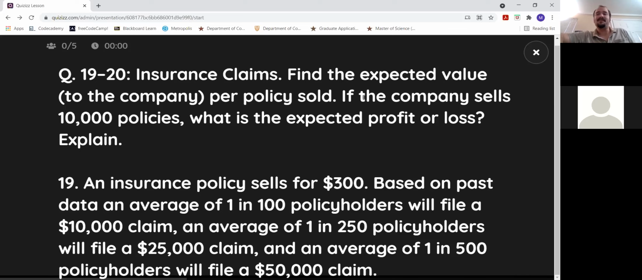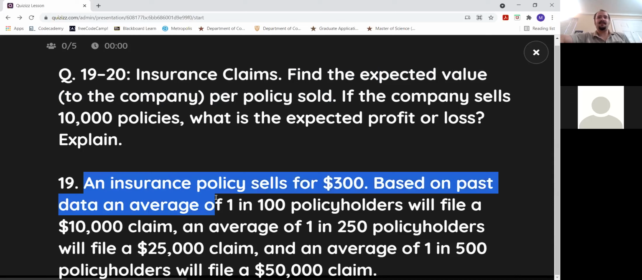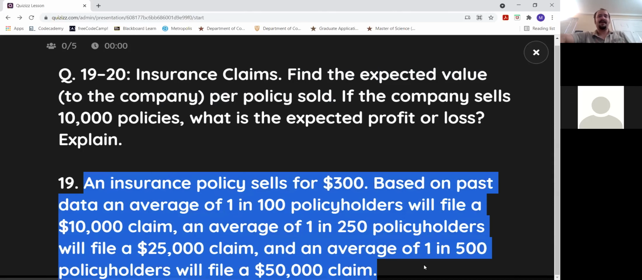Find the expected value to the company per the policy sold. If the company sells 10,000 policies, what is its expected profit or loss? So first, we're just going to find the expected value. So if they are selling, we're finding this from the insurance salesperson. Yes, expected value to the company.